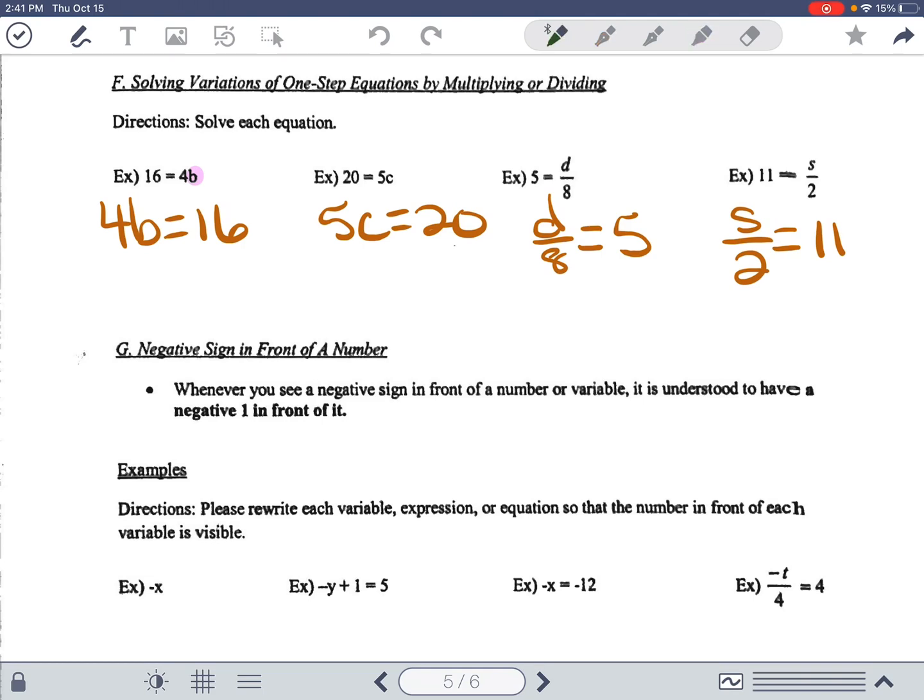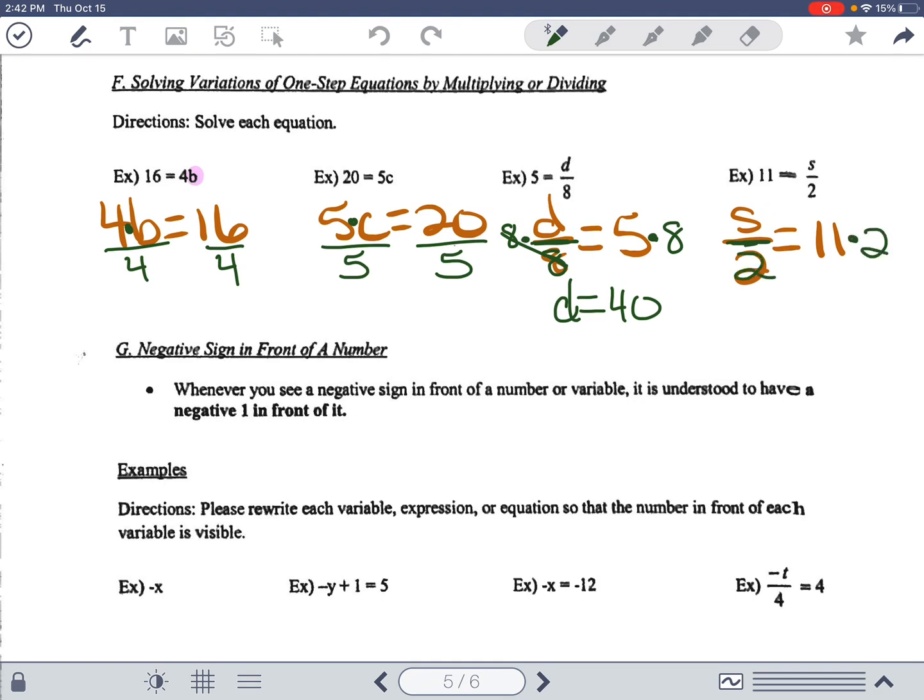Now I look at the first one. I say, well, 4 is being multiplied to b, so I'm going to divide by 4. I'm going to set these up for you. The next example, 5 is being multiplied to c, so I'm going to divide by 5. The next one, d is being divided by 8. So to undo division, I have to multiply by 8. And d will equal 40. The last one, s is being divided by 2. So I have to undo that with multiplication by 2.